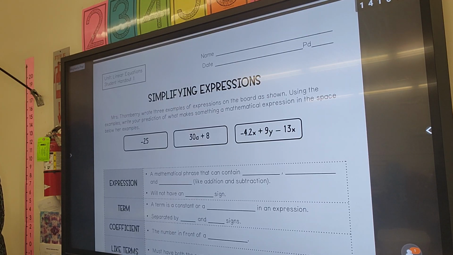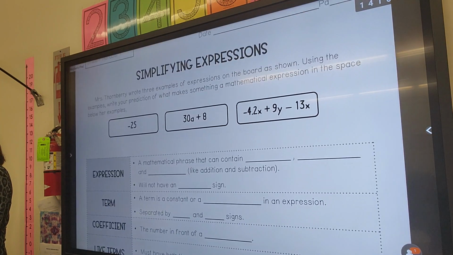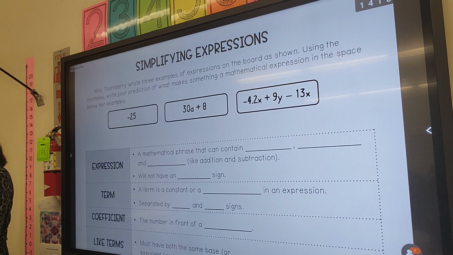So, simplifying expressions. This is a brand new unit. It's going on to a brand new quarter, second quarter. So we're going to talk about what an expression is. At the top it says Mrs. Thornberry wrote 3 examples of expressions on the board as shown. Using the examples, I want you to think about what makes something a mathematical expression.